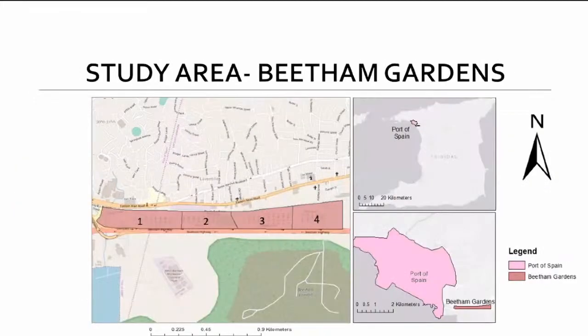Okay, so looking at my study area now, specifically the community of Beetham Gardens. It is a fairly small community. It is located on the eastern outskirts of Port of Spain. Port of Spain itself is the capital of Trinidad and Tobago. As you can see from the map on the left, it is divided into 4 phases there. There are considered 5 phases to be done, but the study focuses on the 4.